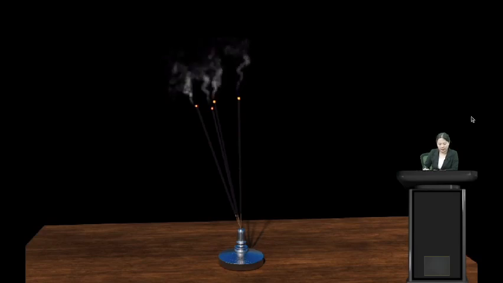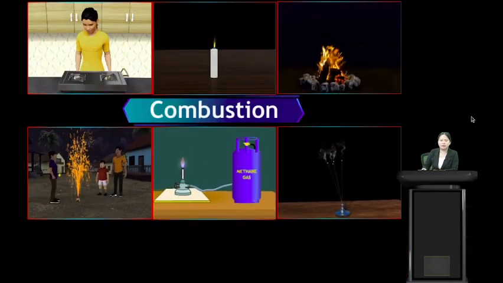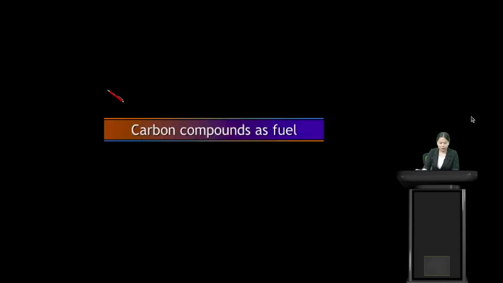So in all of these cases, we see that something or the other is burning. Yes, you have already learned about combustion in your lower classes, right? So burning, combustion in simple terms, is burning. Okay, so in all of these cases, combustion is taking place. Now when we look at this, different substances are burning, and this burning of different substances is known as combustion. So combustion is the first chemical property of carbon compounds that we will discuss.